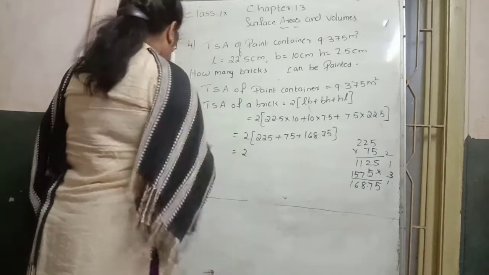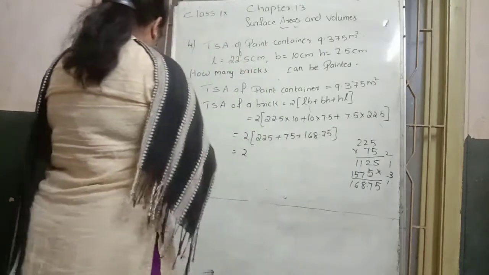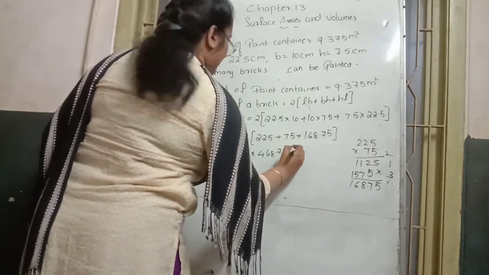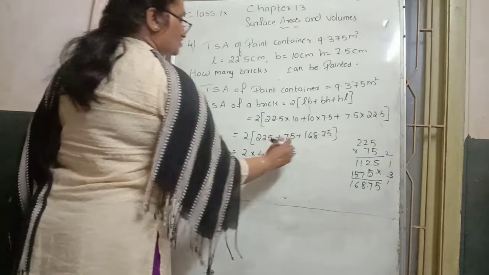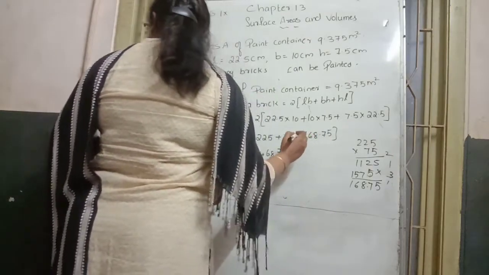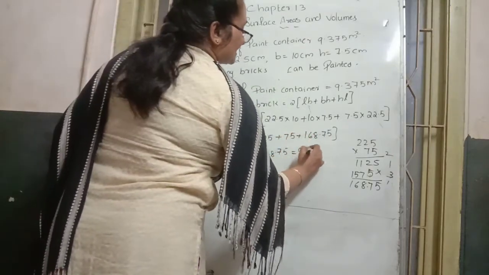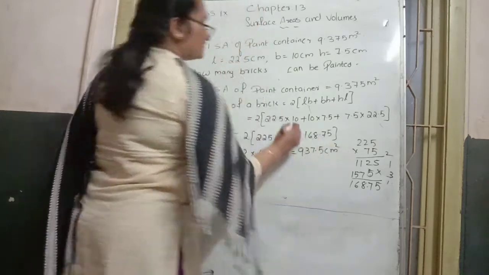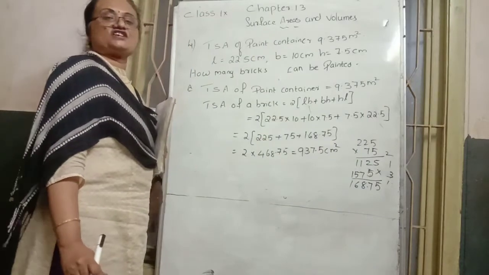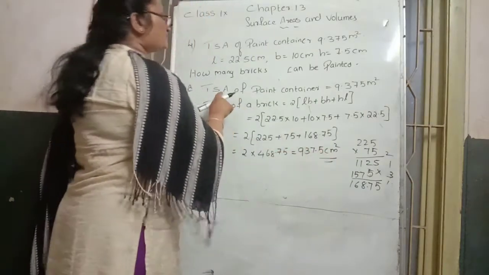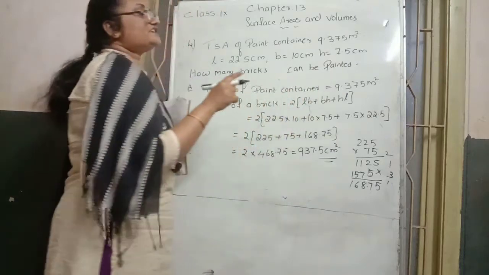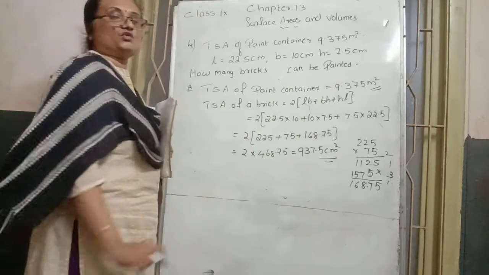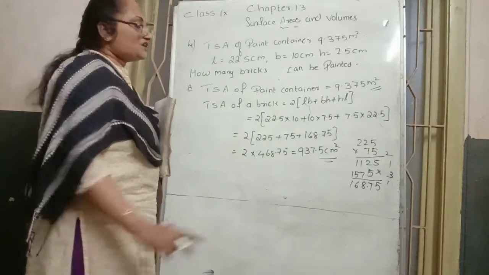Again, adding all these numbers, we get 468.75. Then multiplying with 2, the answer becomes 937.5 centimeter square. Our unit is centimeter square. But here is one problem: the TSA of the paint container is in meter square. Both are in different units, so make them the same unit.